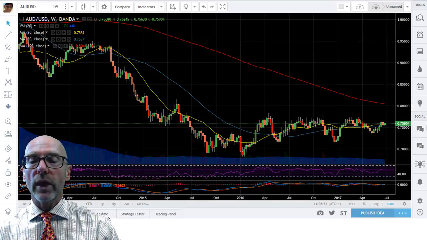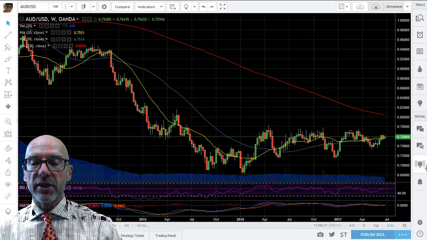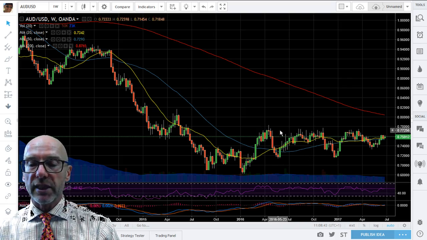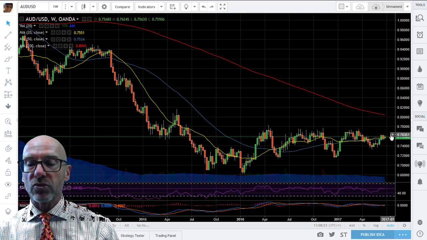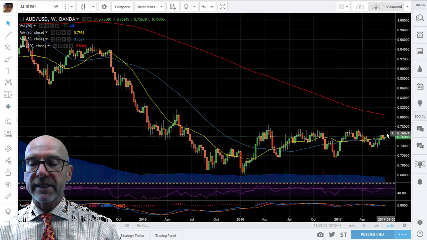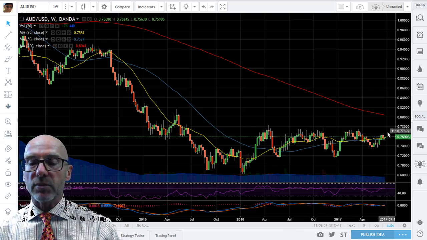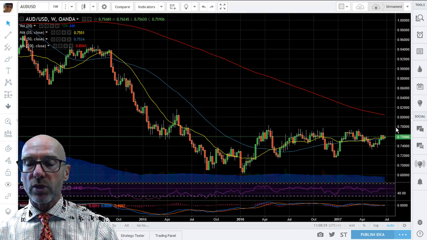On the weekly picture, here you can definitely see the range trading that the Aussie dollar has been doing. You can see that the upper channel of this range trade is at about the 0.772 level. So that's the upper boundary. What we need to see is an increase in upside momentum for that to be broken.